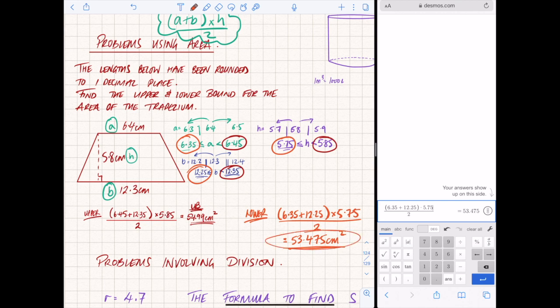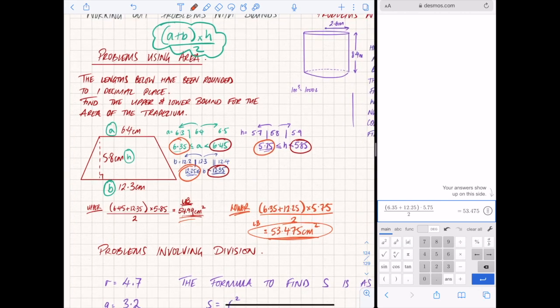Well, that is my lower bound, so it has to be smaller, 53.475, than what I've got there, which is 54.99. So that absolutely makes sense. My upper bound is bigger than my lower bound. Okay, so that's an example of how you would solve that in a context question.